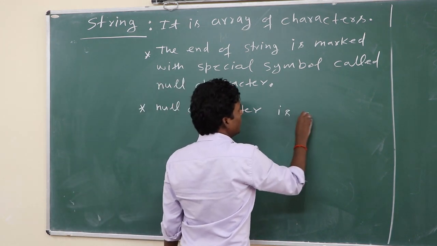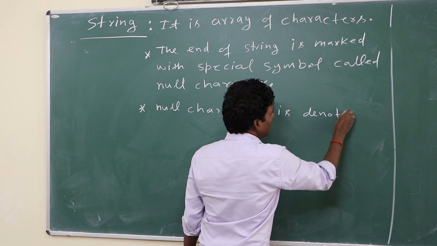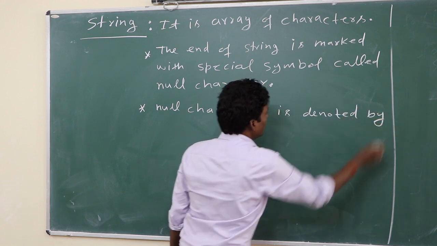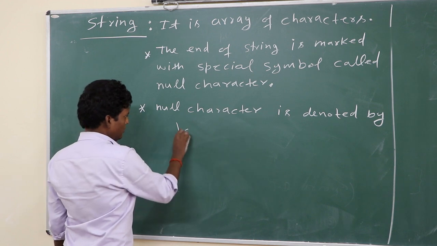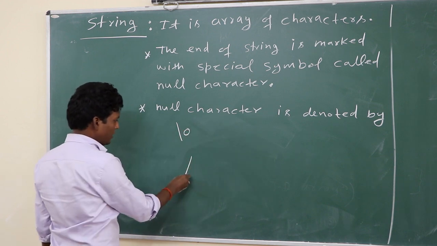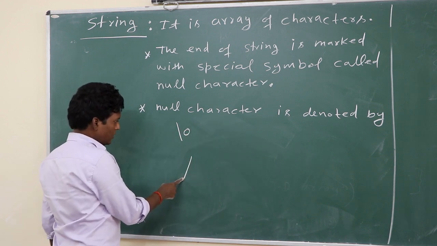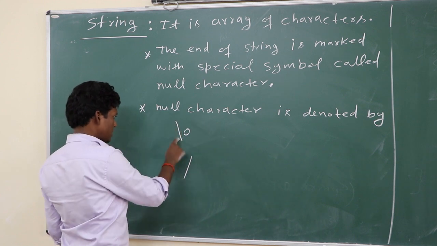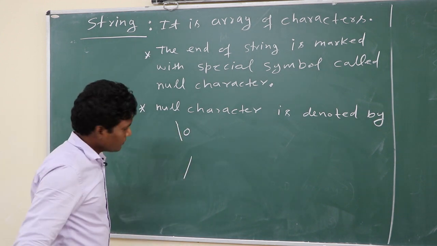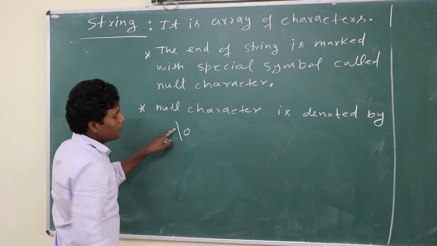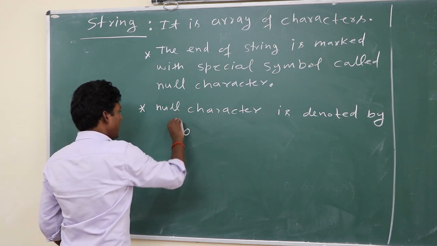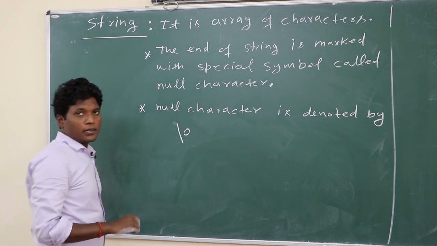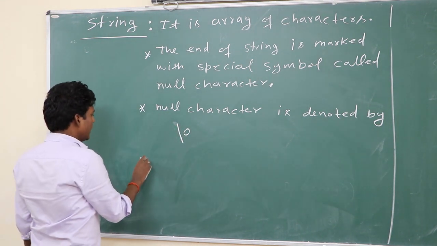Null character is denoted by backslash 0. Class, this is the forward slash and this is the backslash. So this one is true. This is the backward slash. So backslash 0 is a null character.